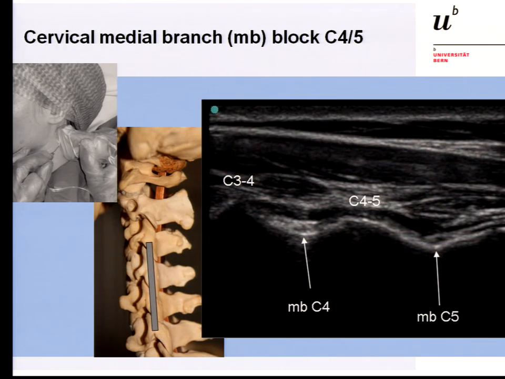You see the articulation, the second articulation, the third articulation. This is the articulation C4-5. Then you have here a small nerve, a medial branch of C4, and down here you have a small nerve, a medial branch of C5. In this picture you see that the medial branches are crossing just at the deepest point between two articular pillars. This is what we expect normally.